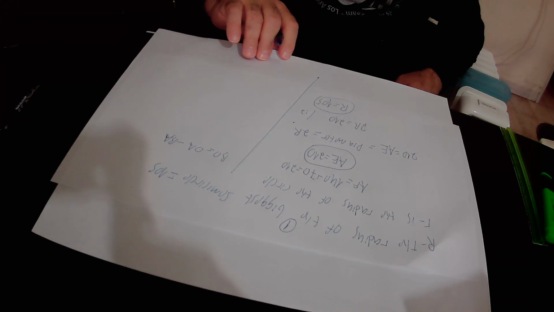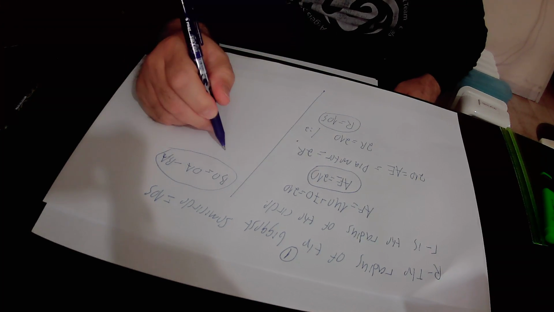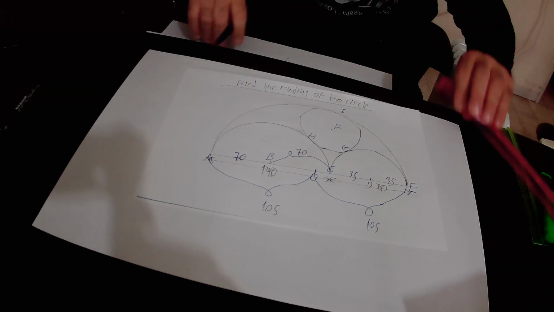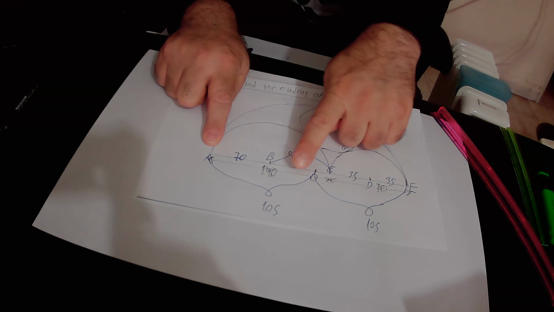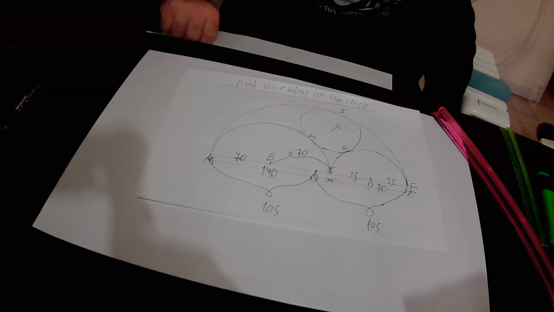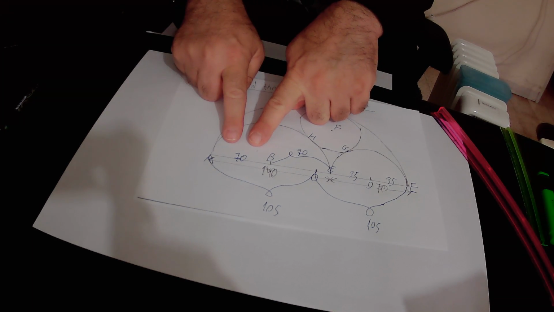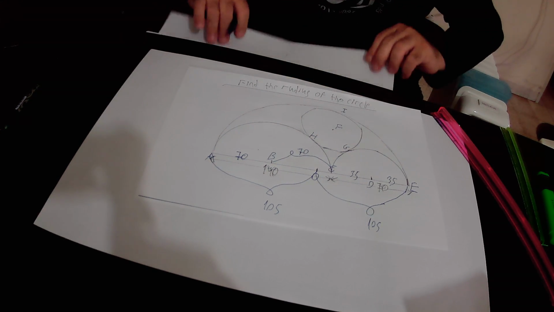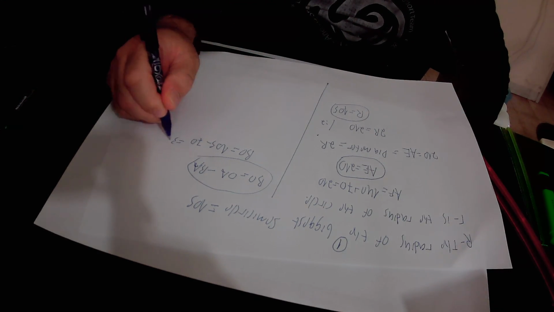BO equals OA minus BA. OA is the radius of the biggest semicircle, which is equal to 105 units, so we substitute OA by 105 minus BA. BA is the radius of this semicircle, which is equal to 70 units. Therefore we substitute BA by 70. In conclusion, BO equals 105 minus 70, that is 35 units.